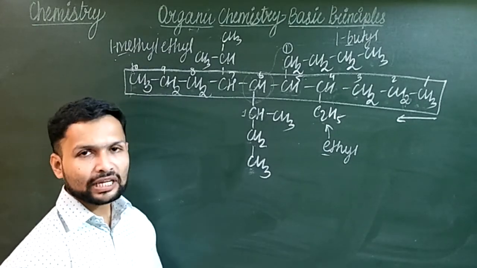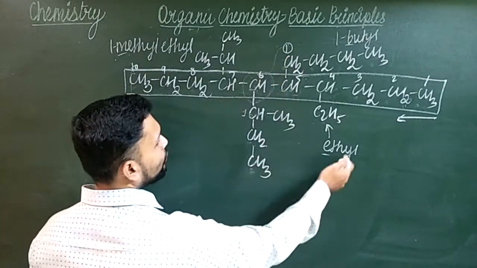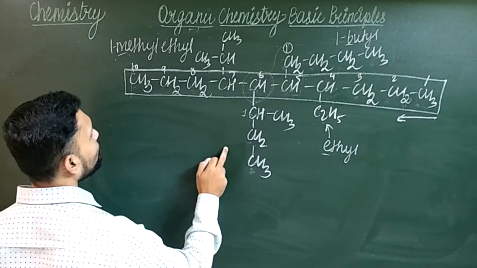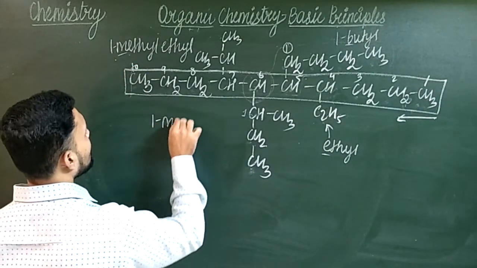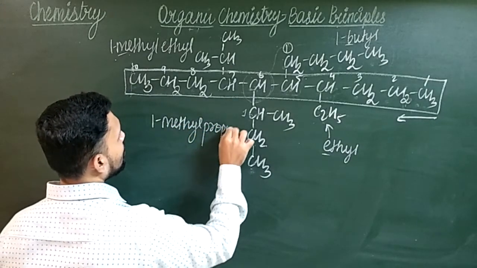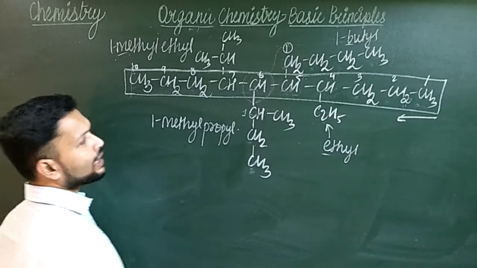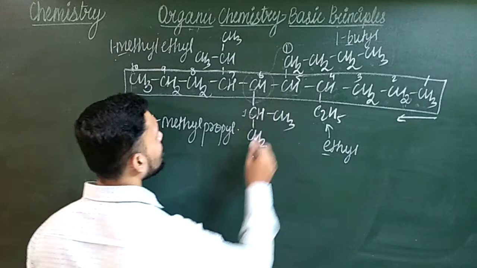Now the main thing is to write the names. Alphabetically you can see B, then followed by E. This was 1-methylpropyl. This was 1-methylethyl. Now have a look over here also. There is one more thing. Now we have to write these 4 substituents in alphabetical order. First will be the butyl one.